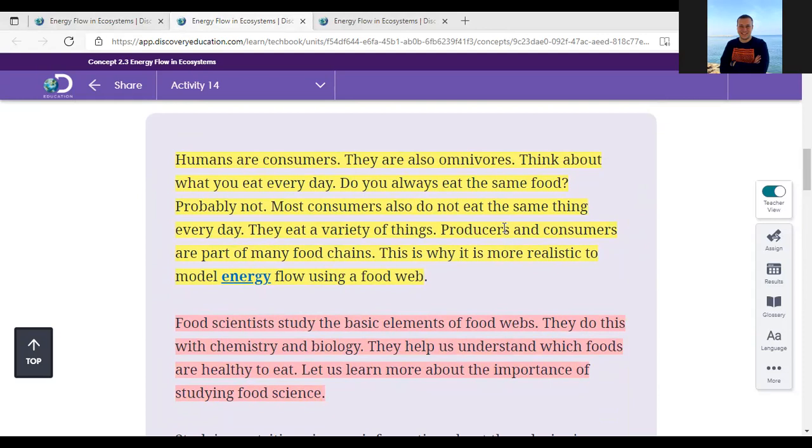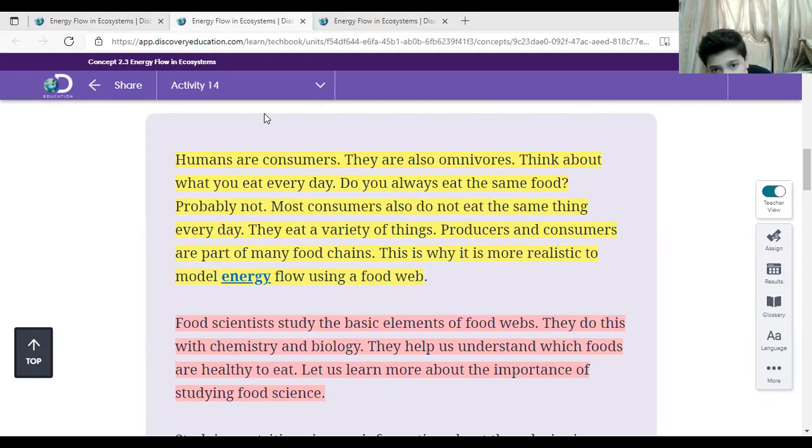Humans are consumers. They are also omnivores. Think about what you eat every day. Do you always eat the same food? Probably not. Most consumers also don't eat the same thing every day. They eat a variety of things.